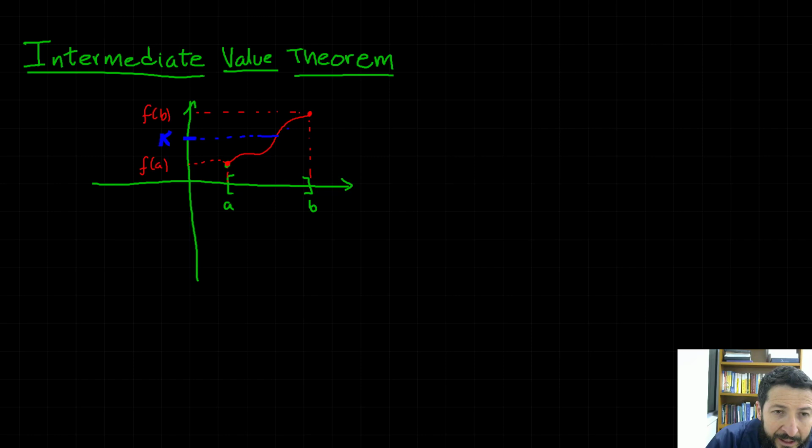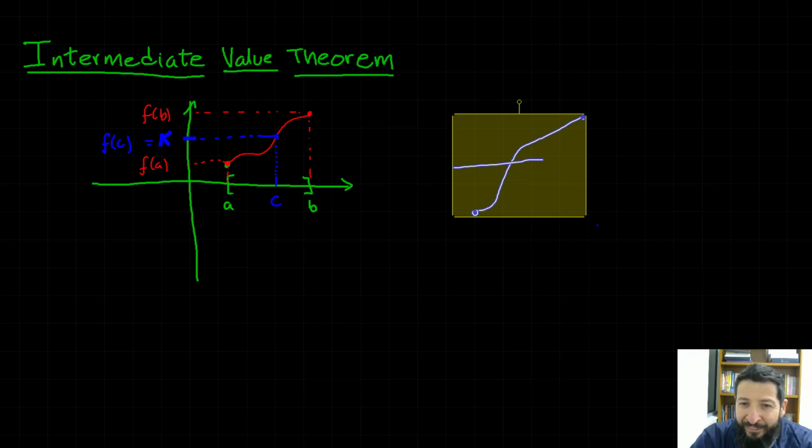So what the theorem will tell us is that if the function is continuous and I have a k that is in between f of a and f of b, there will be a value c for which k is equal to f of c. Before we write it formally, what we're saying is that if the line is continuous and it goes below and above a point, at some point it has to cross through the point. That's really what the theorem is saying.